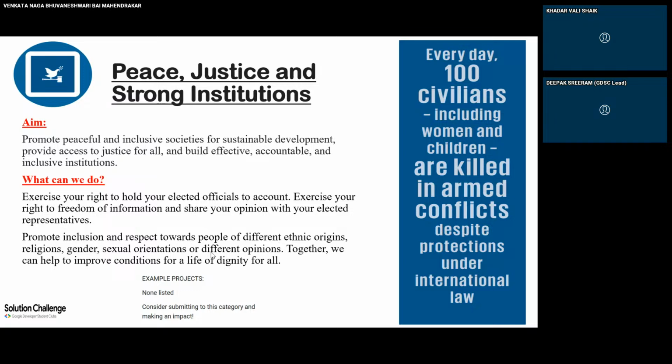So some people will be from one origin, from the north, and one will be from the south. We should have equal respect for every origin, religion, gender, and sexual orientation. So together we can help to improve conditions for a life of dignity for all. Here also we can take this as our problem statement from our college, because there is no particular project that gives an example for this. We can take this as an example and we can develop projects. If you have ideas, come forward, just let us know.